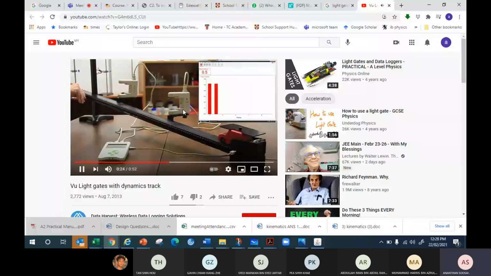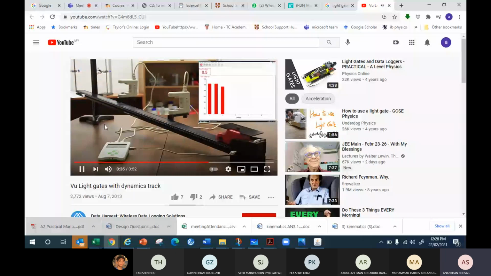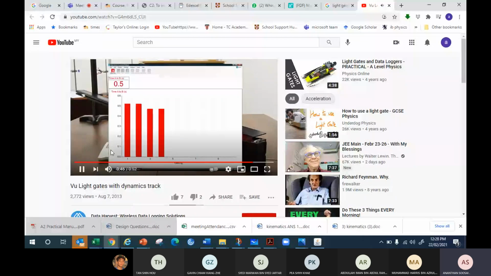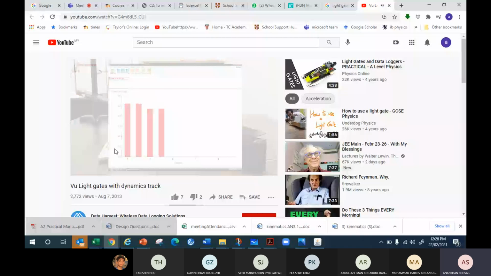So these two are sensors connected to an electronic timer. Here you get the time interval. It measures very accurately the time taken to go from here to here. You see the time taken is getting shorter. This is called a light gate, connected to an electronic timer. Why is this method very good?